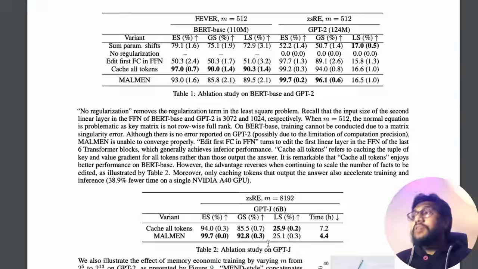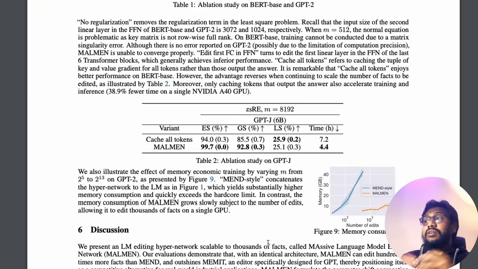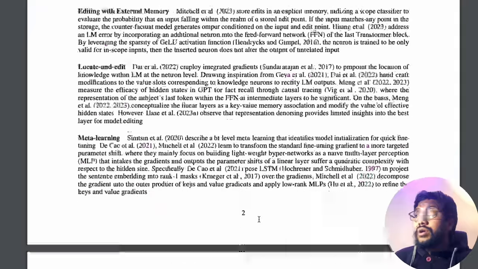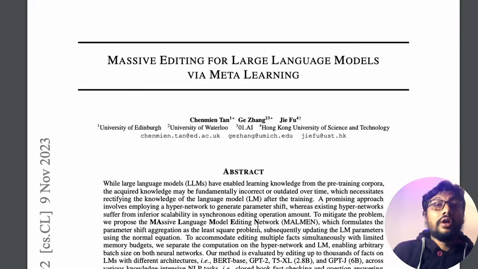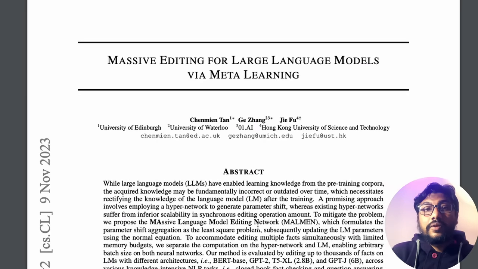And again, this paper has a lot of math. I didn't understand it completely, to be honest. But I think this is a really interesting approach where you don't make the knowledge or the data available in a large language model completely obsolete, but rather you use some kind of technique, like in this case a massive hyper network, to update the knowledge.